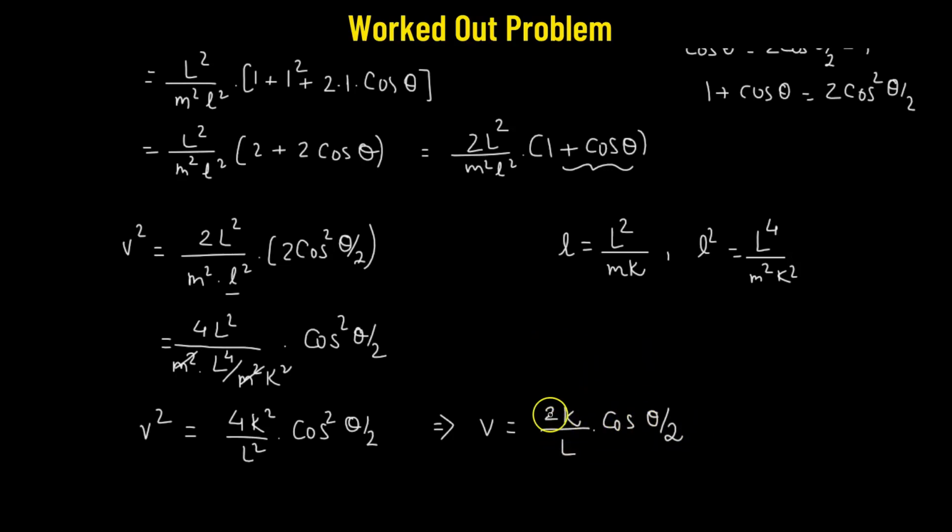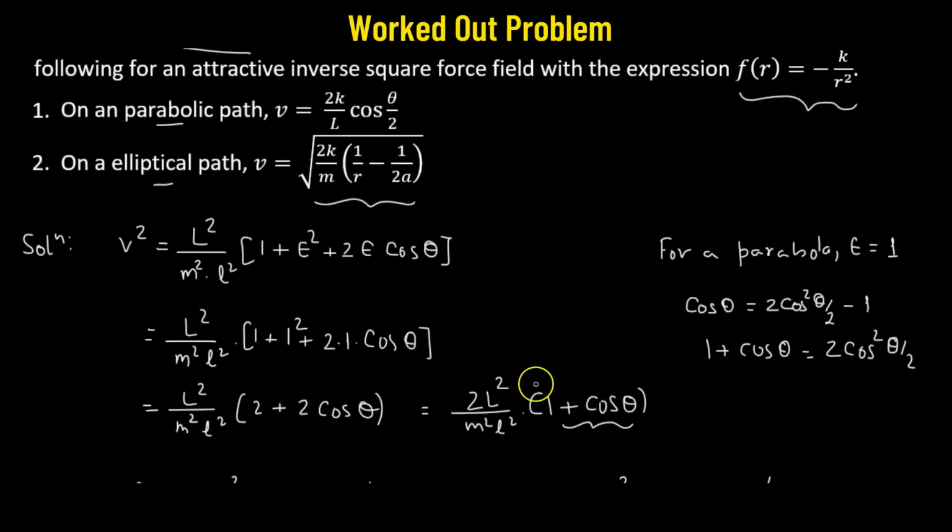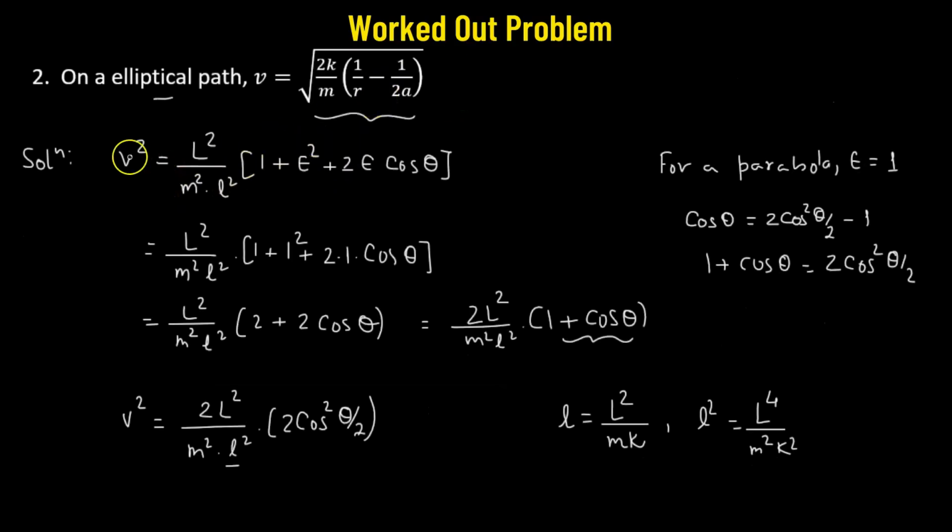So let's check if we got the right answer. We have 2k over L times cosine of theta over 2. Yeah, so this is correct. Now let's move on to the elliptical path. So we'll check that our expression for velocity turns out to be given by this particular expression. Fine. We'll again start with the same formula for the velocity.